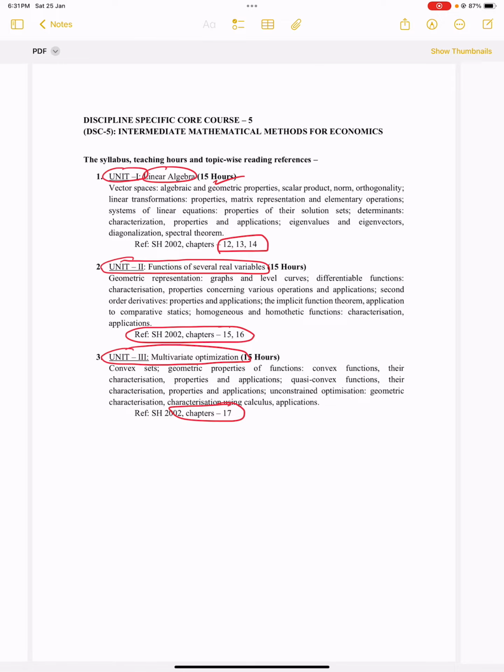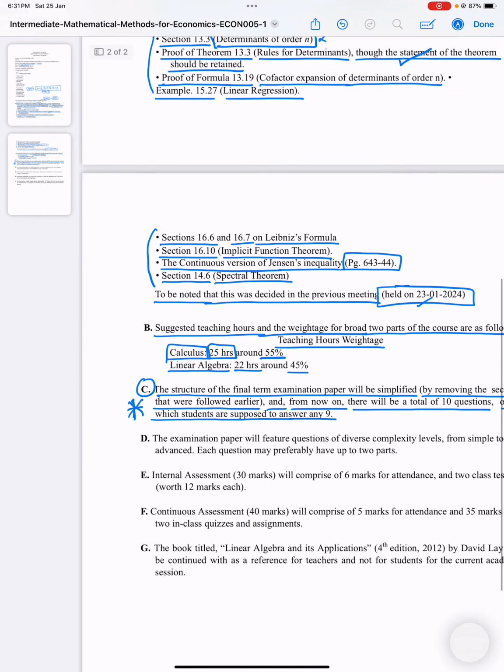Now there were 3 units before, now there are only 2 units, one calculus, the other linear algebra. So linear algebra chapters 12, 13, 14 have weightage of 45%, and calculus chapters 15, 16, 17 has weightage of 55%.